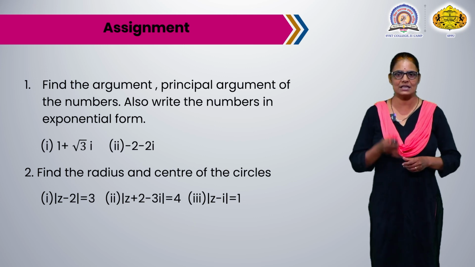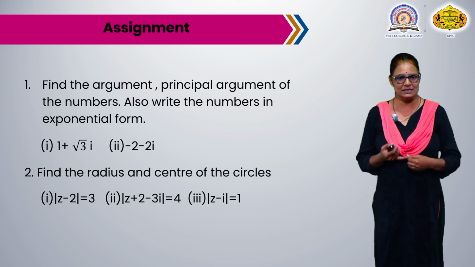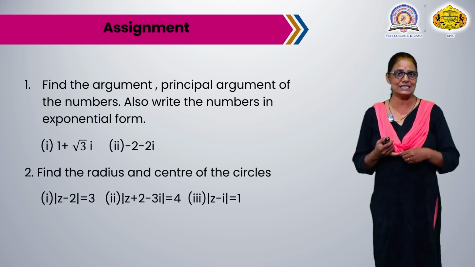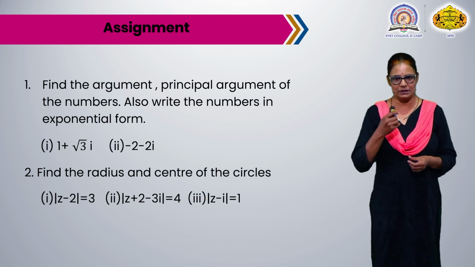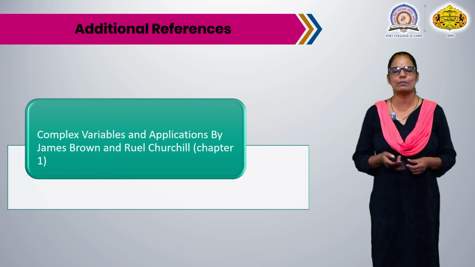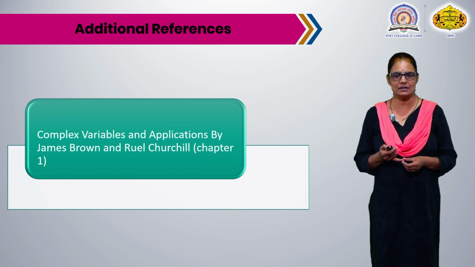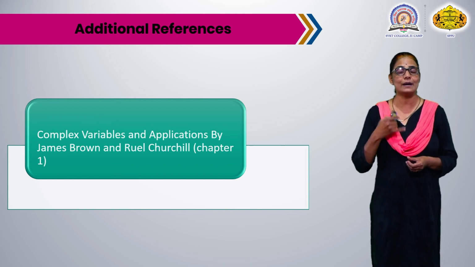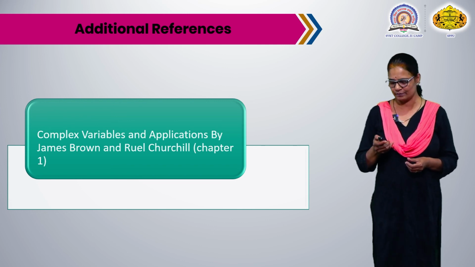So this is some assignment for you. Watch the video carefully and do this assignment. Definitely all the examples in this video are useful for you to solve the assignment of the topic. So this is an additional reference for you: Complex Variables and Applications by James Brown and Churchill. This topic is covered in chapter 1. Additional exercises are also given, so try to solve the additional exercises also.